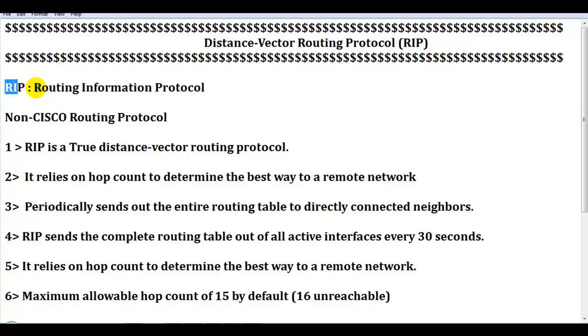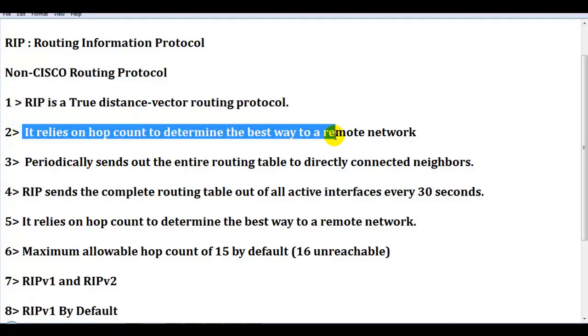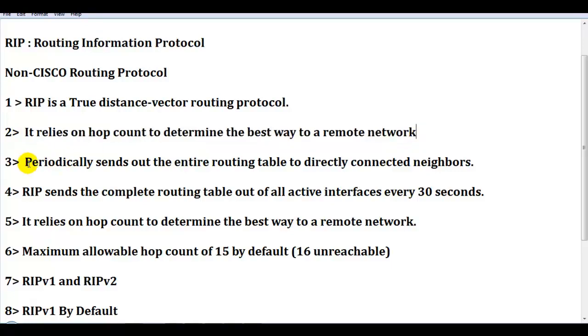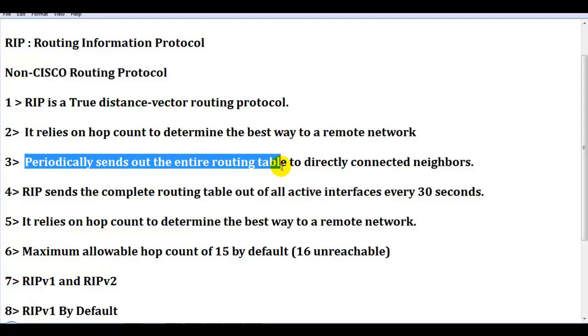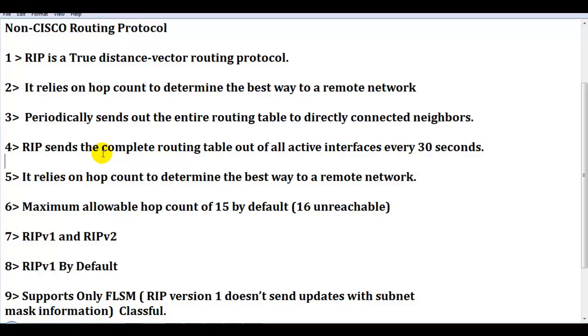RIP, which is Routing Information Protocol, is a non-Cisco routing protocol. First, RIP is a true distance vector routing protocol. It relies on hop count to determine the best way to a remote network. It periodically sends out the entire routing table to directly connected neighbors. RIP sends the complete routing table out of all active interfaces every 30 seconds.